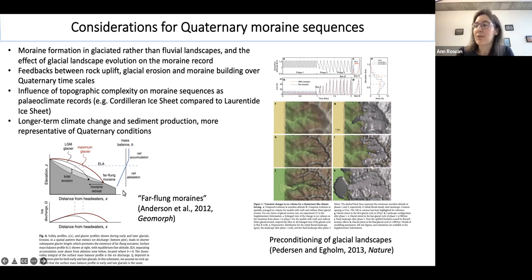So the preservation and formation of moraines is dependent on the evolution of the landscape, and over Quaternary timescales, rock uplift is going to be an important part of that. But that's not yet considered in our model. That's hopefully the next thing to do. But I'm happy to discuss ideas.